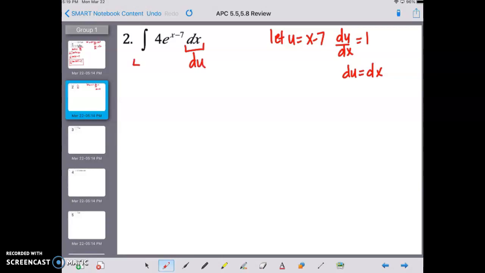So I get to substitute my du in here. The 4 can actually come out in front of my integral. And then I just have e to the u times du. And I know that the derivative of e to the u is e to the u, so I know that the integral of e to the u is e to the u. So this is just going to be 4 times e to the u plus c, and then I have to substitute back in what u was, which was my x minus 7. So my final answer is just 4 times e to the x minus 7 power plus c.